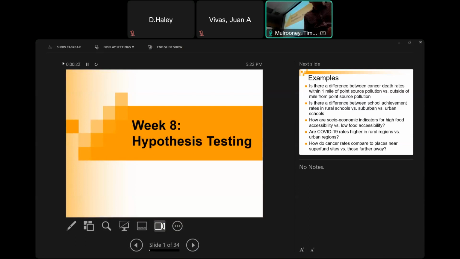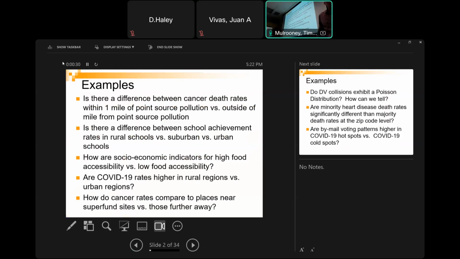And we talked about this in geostats a good bit with the hypothesis testing, and I've added to this a little bit because we open up our phones or our computers, and we just see these statements out there that can be easily proven. So, is there a difference between cancer death rates within 1 mile of a point source versus outside of 1 mile? And some of these can just be done using descriptive statistics. What's an example of a descriptive statistic? Say 423 people died within 1 mile of this point source pollution, and 723 died outside. Is that a good comparison?